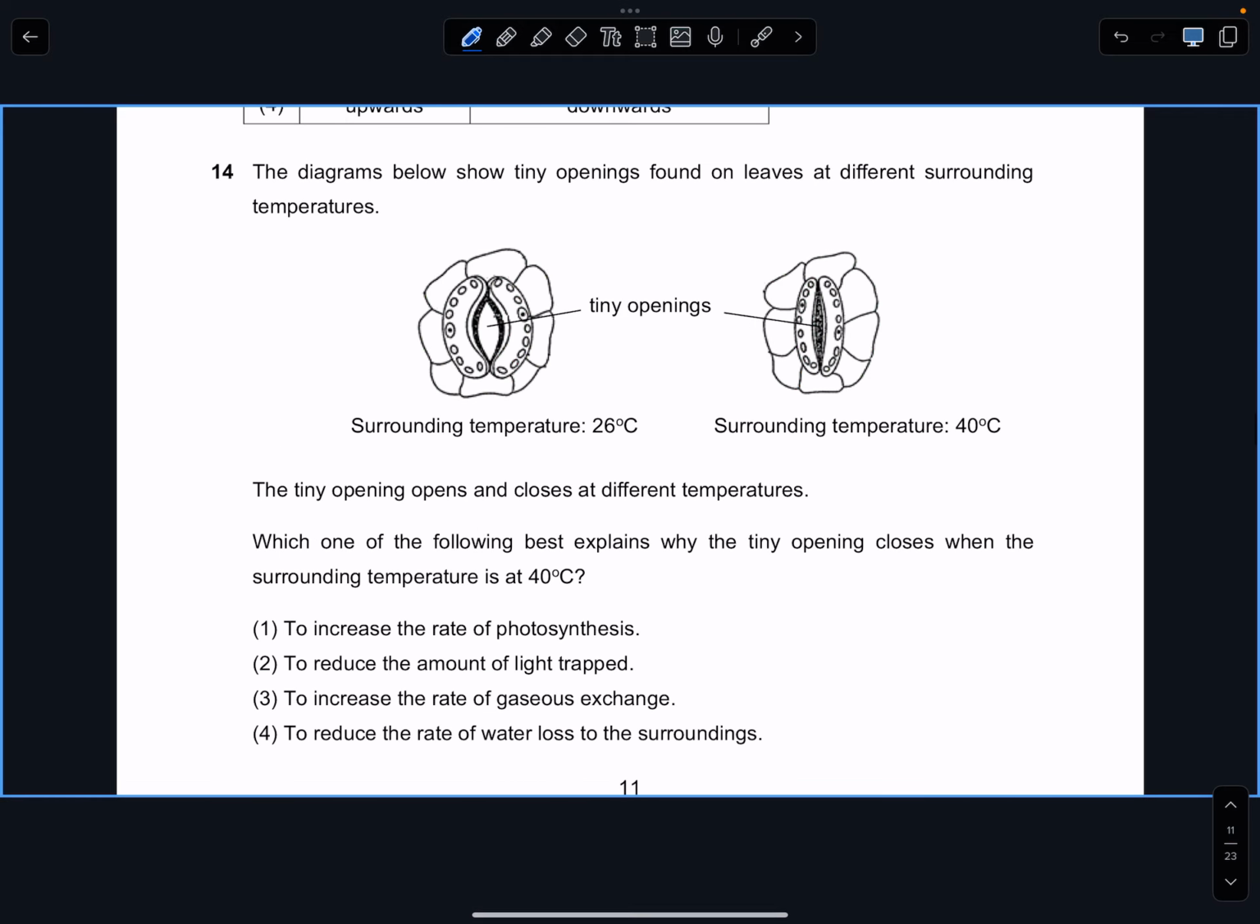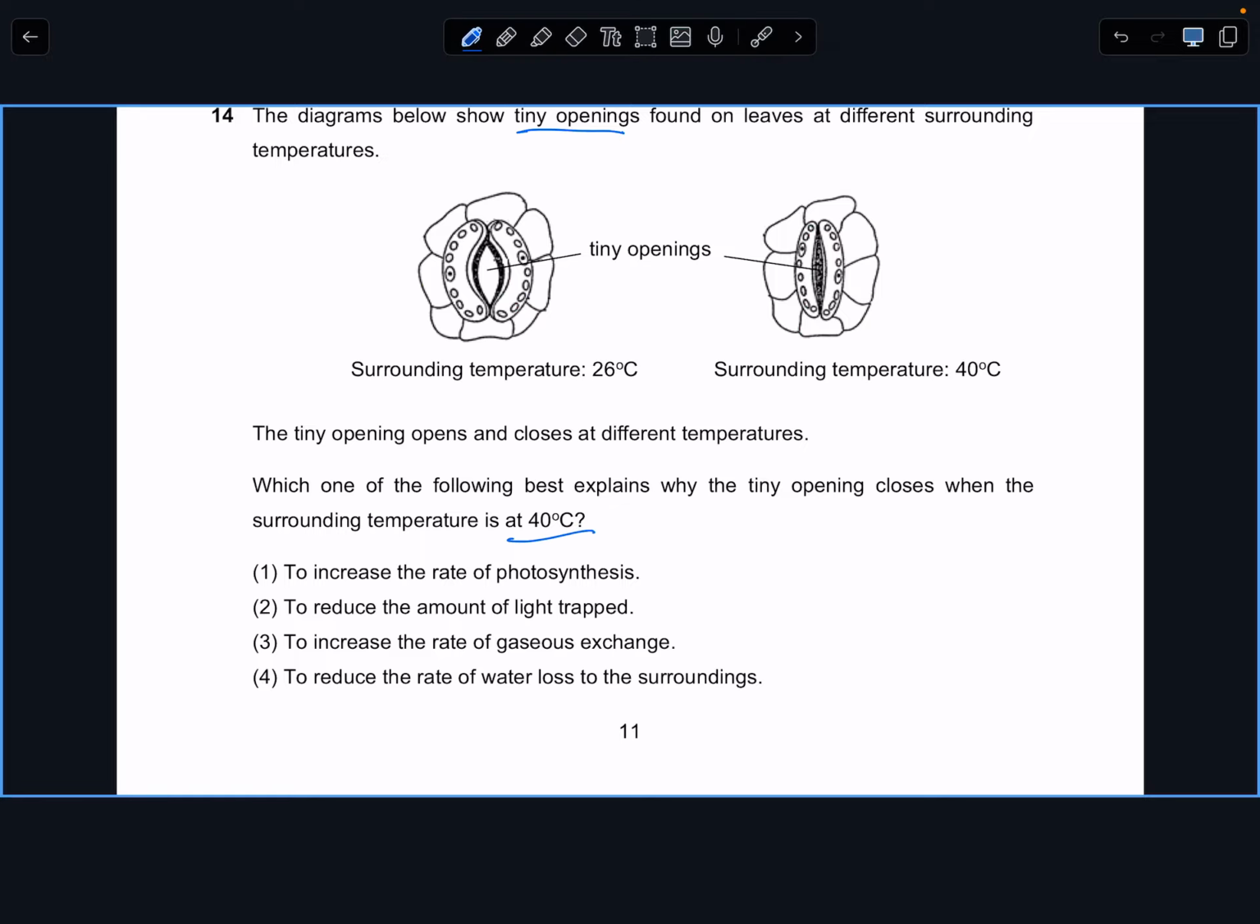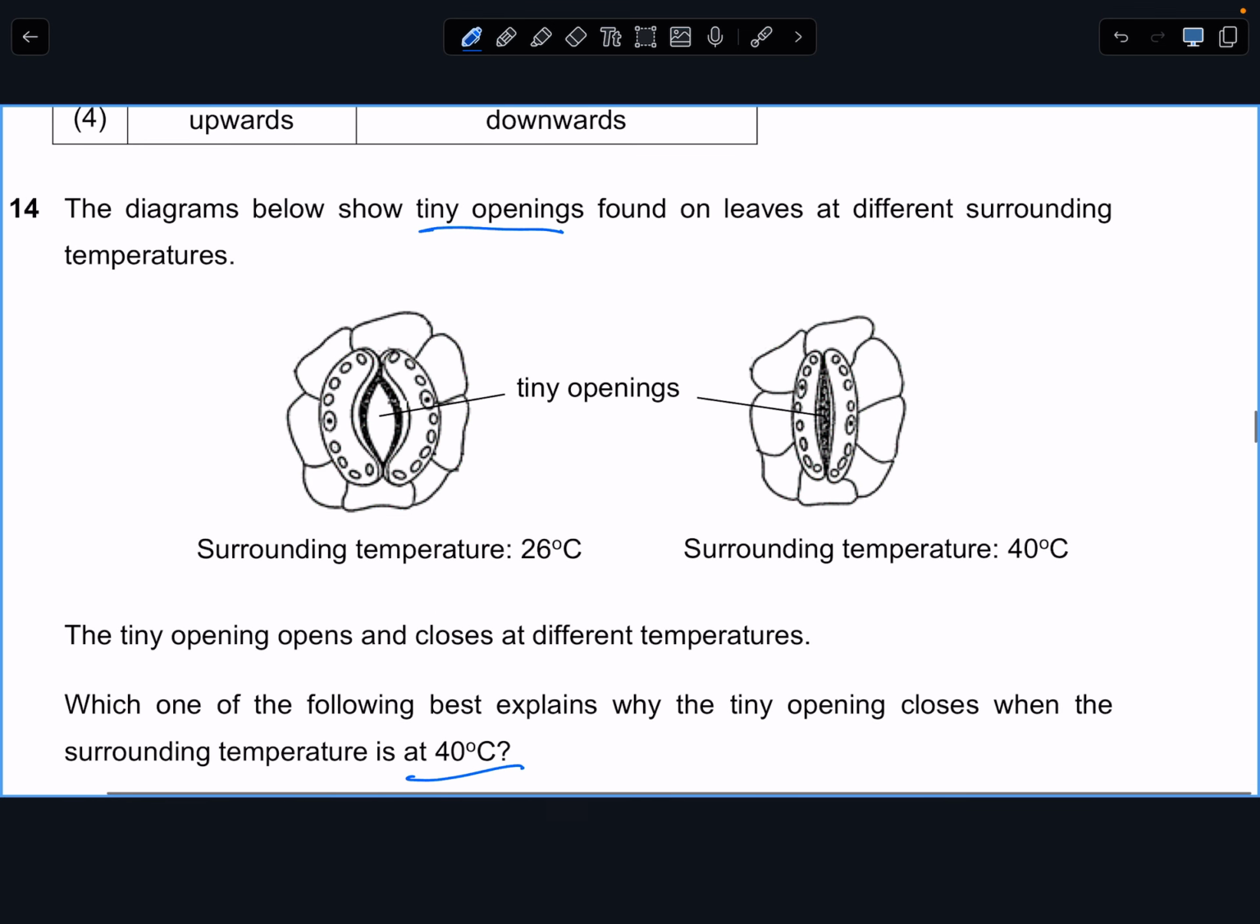Next. The diagram below shows tiny openings on the leaves at different surrounding temperatures. They open and close. Now, which of the following best explains why the tiny openings close when it's around 40 degrees? So let's talk about the functions of your tiny openings. Mainly, there are 2 functions. The first one is gaseous exchange. The second one would actually be water loss in the form of water vapor.